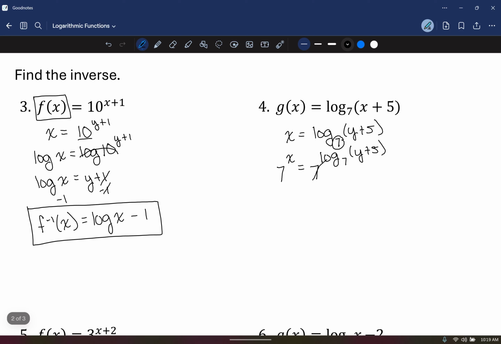So 7 to the log base 7 cancels. So now I have 7 to the x is equal to y plus 5. I subtract the 5. Y is now by itself, so I'm going to use my inverse notation for g of x, which is g inverse of x, is equal to 7 to the x minus 5.